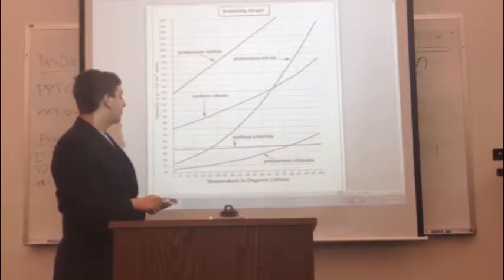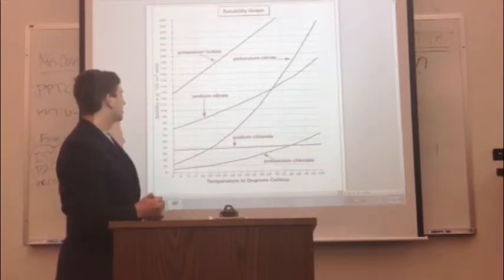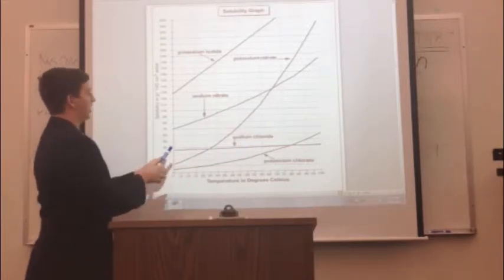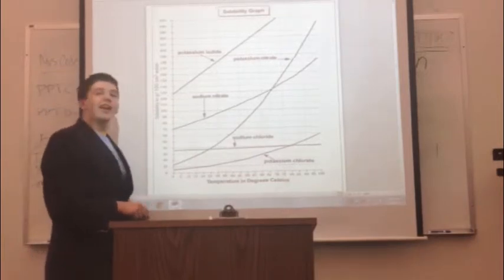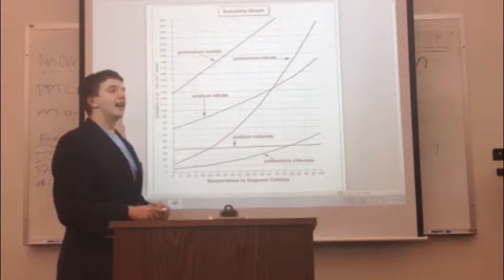So, let's say a solution used with sodium nitrate of 100 milliliters is at 15 degrees Celsius. Based on the graph, right here, that would mean just about 80 grams of sodium nitrate can dissolve in the 100 milliliters of solution if it is saturated.